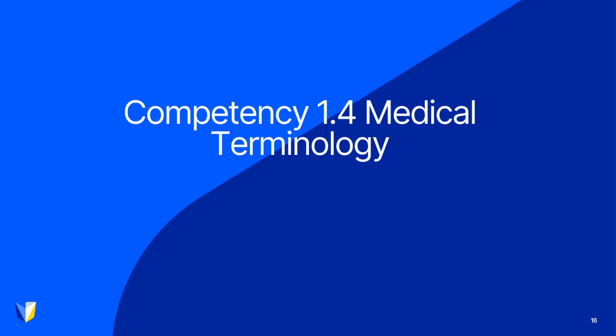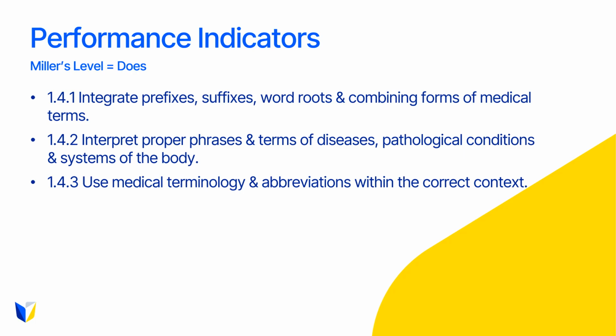Competency 1.4, medical terminology. Competency 1.4 is at the Miller's level of does. So a great example of does is going back to the conversation on the student reviewing patient chart documentation to assess accuracy and or completeness for assigning the highest level of specificity of codes.